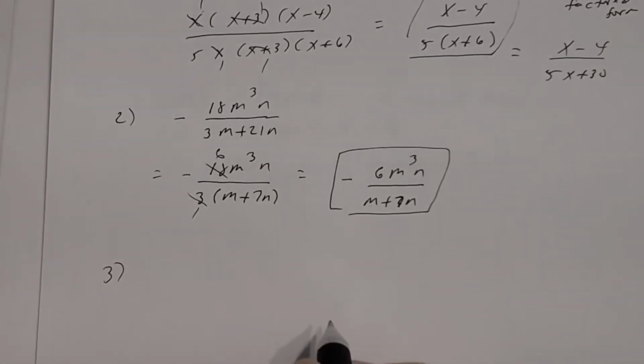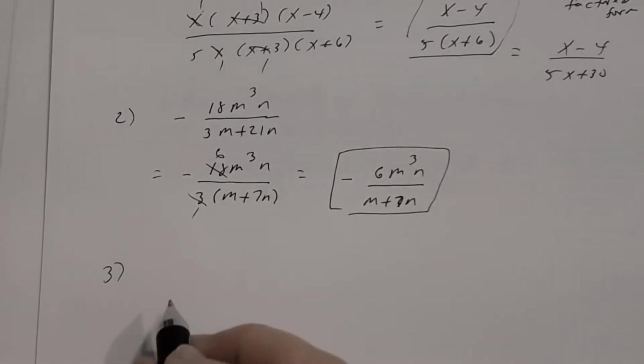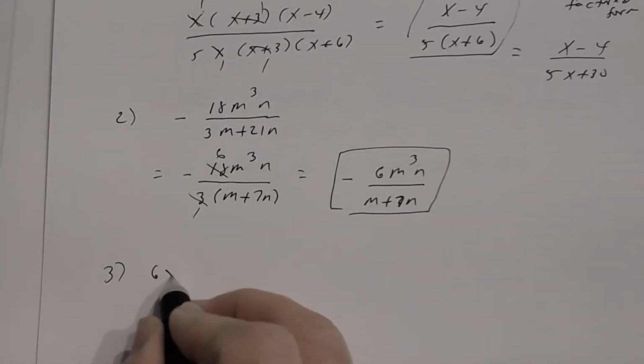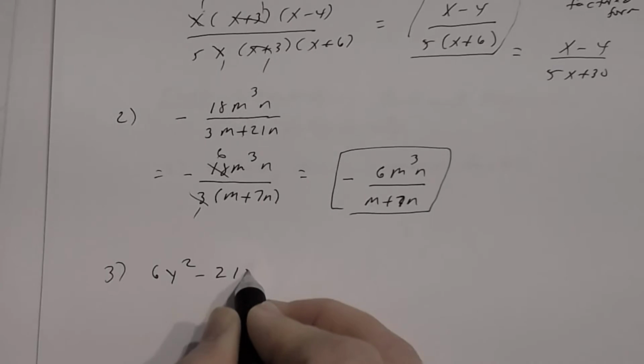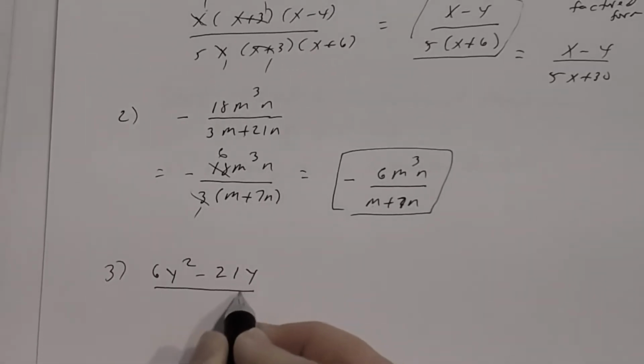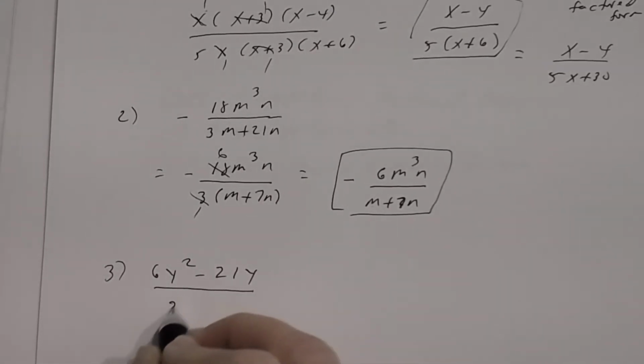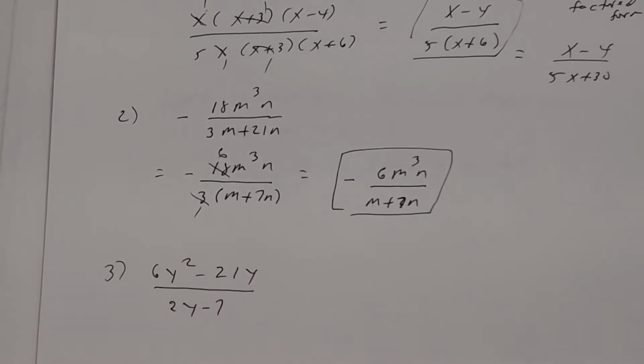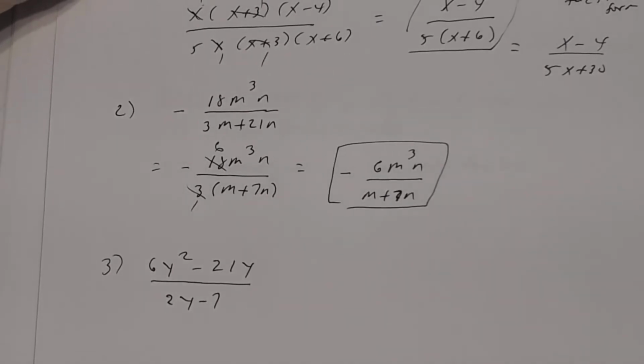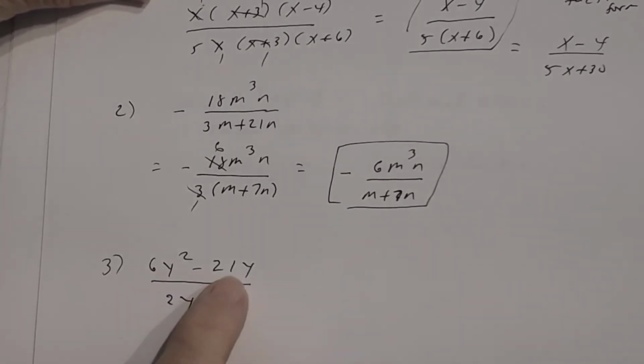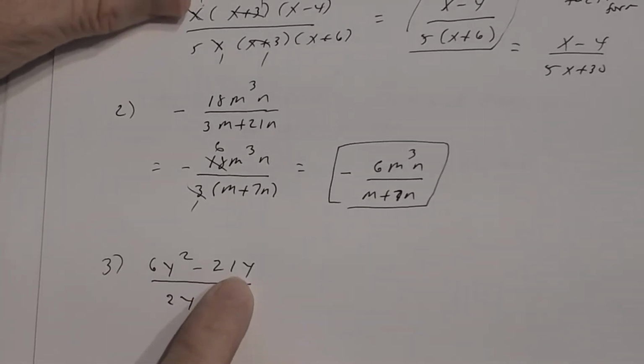All right, number 3. Let's suppose we had 6y squared minus 21y divided by 2y minus 7. Remember the first step you're going to do is to factor your polynomials. So if we look at the numerator, those two terms, it looks like I can factor out a 3y, right?